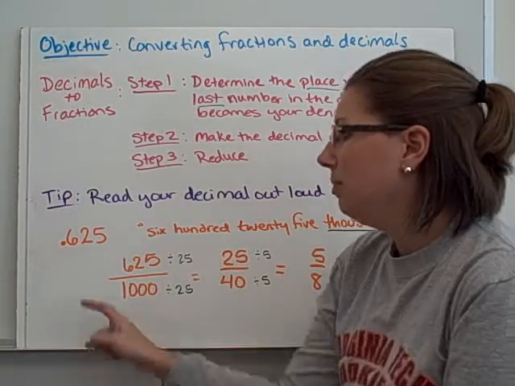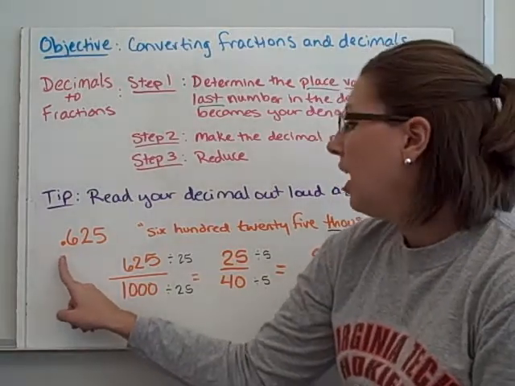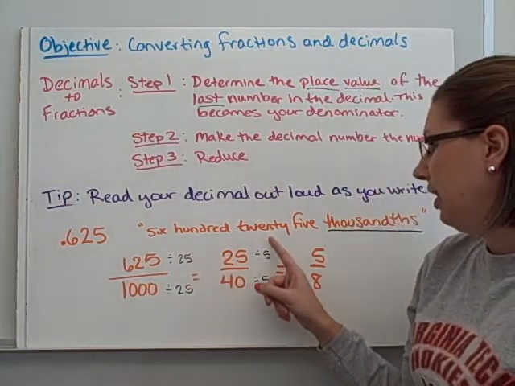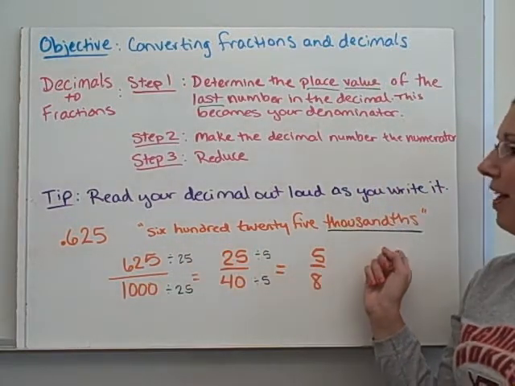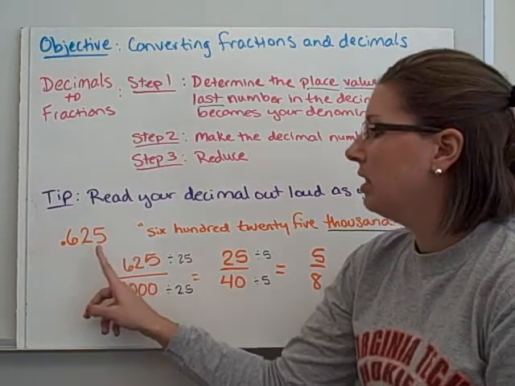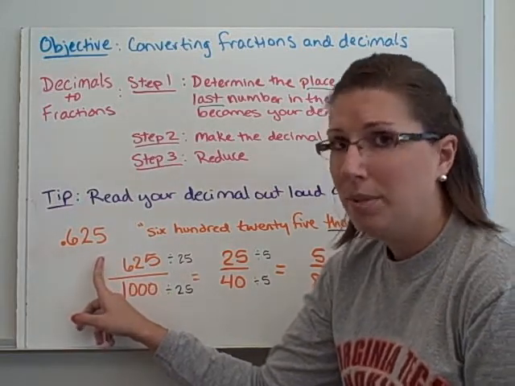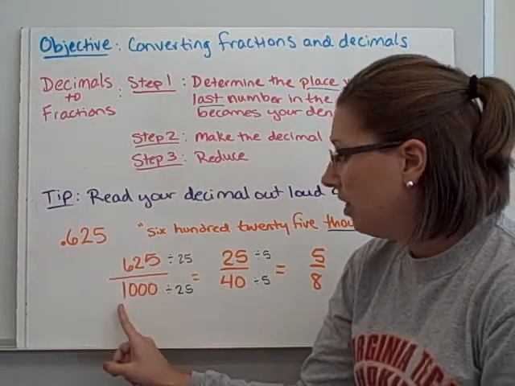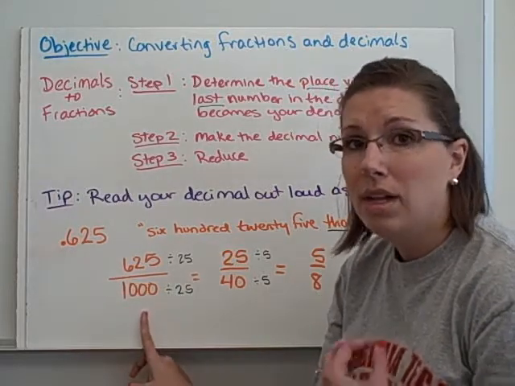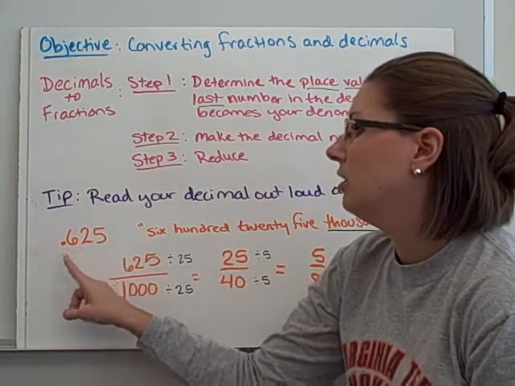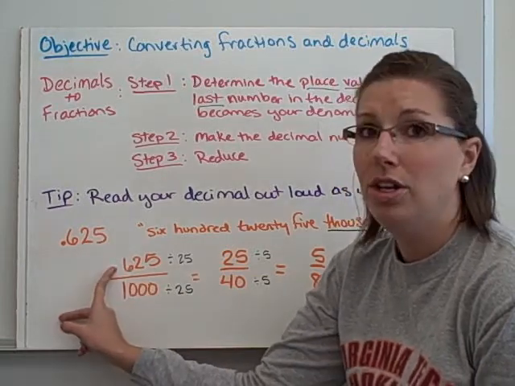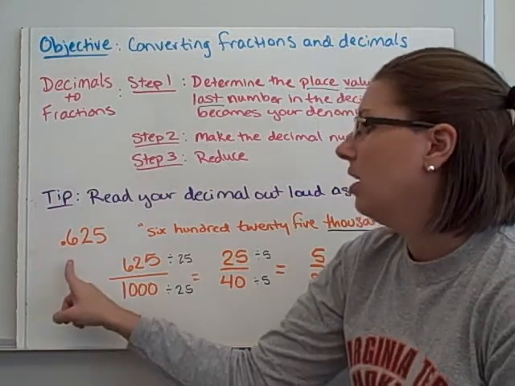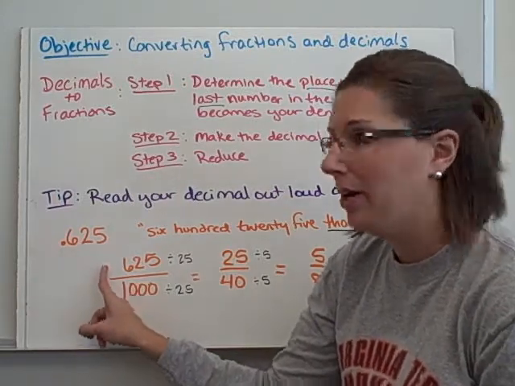For example, I'm starting with this decimal, and to read this decimal correctly, I would read it as 625 thousandths, because this 5 is in the thousandths place. So 625 thousandths. So the 1,000 will be my denominator. And then my number, 625, is my numerator. I hope I said that right. 1,000 is my denominator, 625 my numerator.